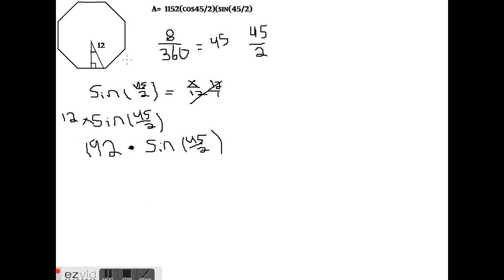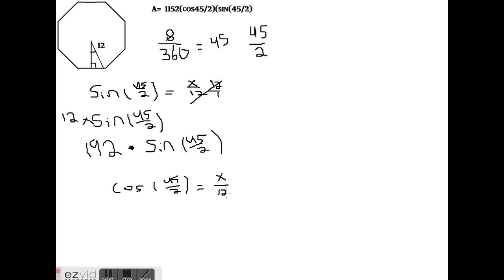We will just plug that in because we don't want to change the exact. Now we need to find the adjacent side. So we're going to do cosine, which is adjacent over hypotenuse. We don't know the adjacent, but we know the hypotenuse. So cosine 45 over 2 is equal to the adjacent, which is x, over hypotenuse 12.